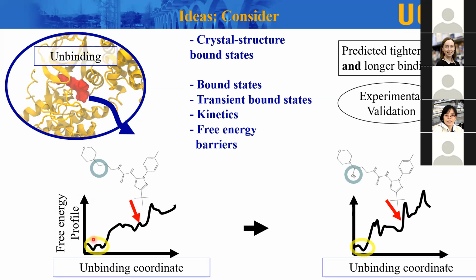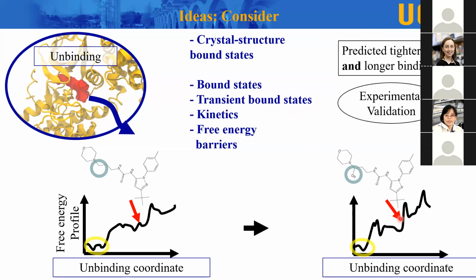In the classical view, we focus a lot on the crystal structure bound state, or the bound states closer to the crystal structure conformations. But the bound state is not only there. The entire process in which the ligand stays there long enough could influence your binding affinity and also largely affect the kinetics. So our idea is, could we predict not just a tighter binder, but also a longer binder? And maybe we can use those transient bound states to design our ligand.